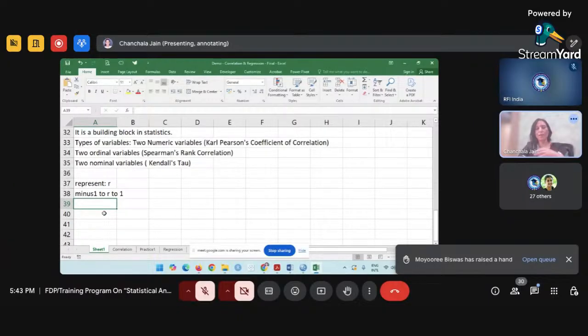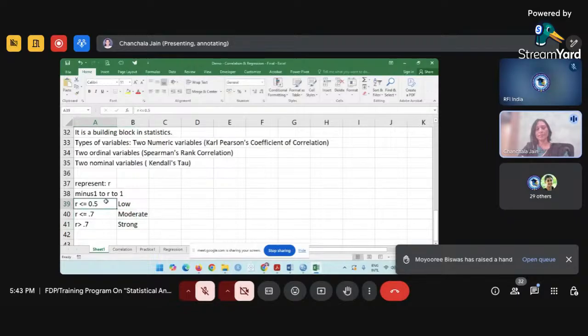Broadly, what I teach the students is that when r is less than or equal to 0.5, we can call it a low correlation. When r is less than or equal to 0.7, or in some books you can find 0.75 also, you can call it a moderate correlation. When r is greater than 0.7, you can call it a strong correlation.